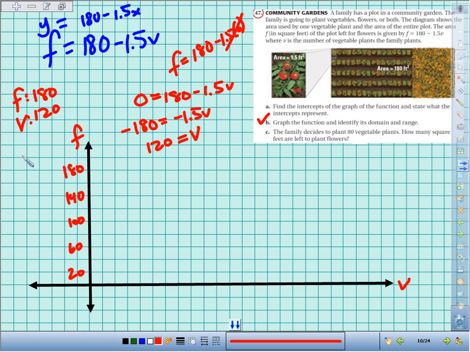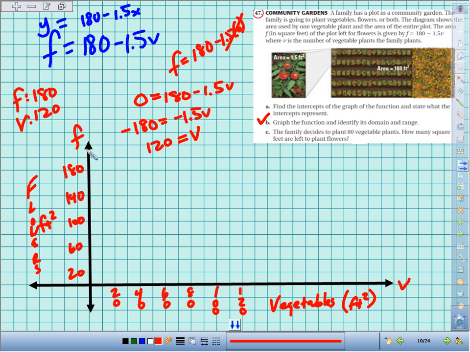Again, this would be the number of flowers, or I guess the square feet of flowers. And our V-intercept, the vegetable intercept, is 120. Again, I can't go by ones. Maybe I'll go by tens. There's 10, 20, 30, 40, 50, 60, 70, there's 80, 90, 100, 110, there's 120. And this is going to be our vegetable plot and how many square feet we have of that.